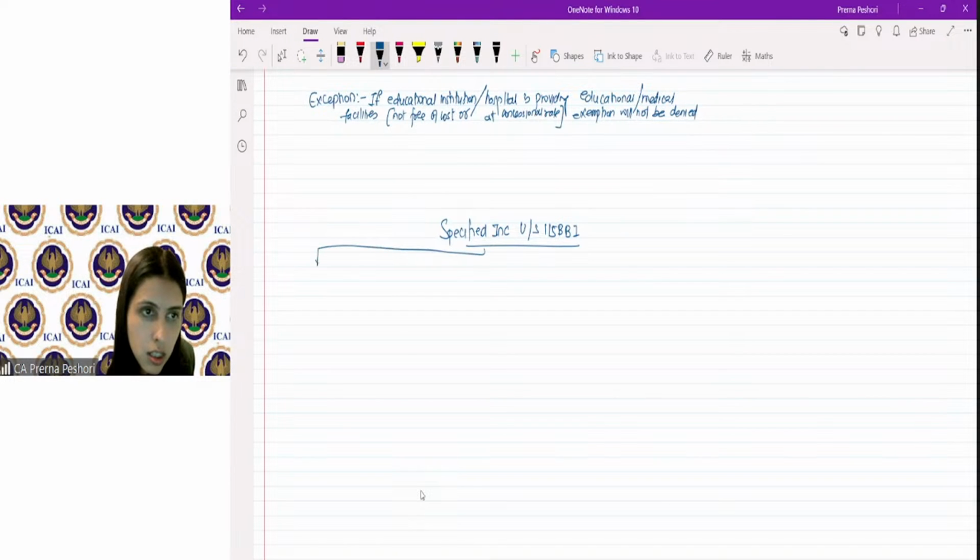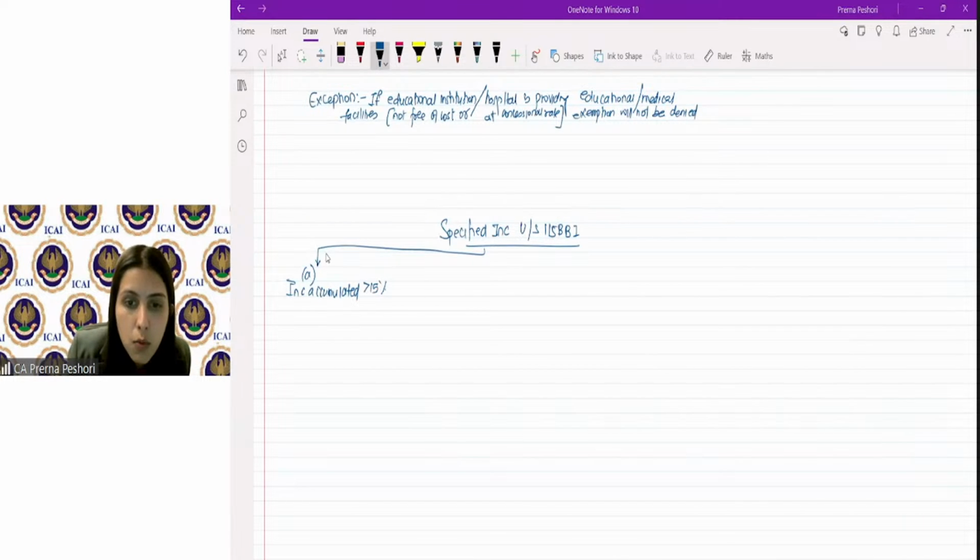Now, what is this specified income under Section 115BBI? So, first one is income accumulated which is greater than 15%, where the accumulation is not allowed under the specific provision of the Act. So let's say, for example, the income is over the 85% of the income that you have to accumulate, right? Now, this particular income that you accumulate is accumulation where it is not allowed.